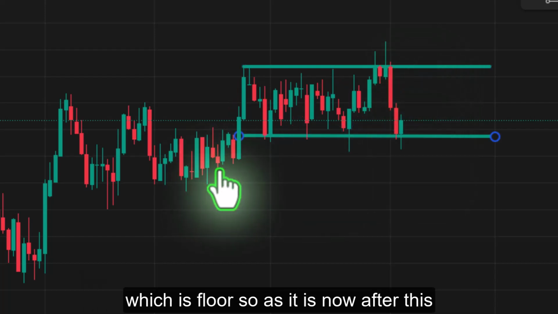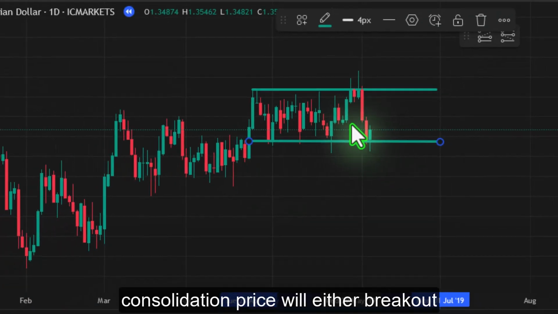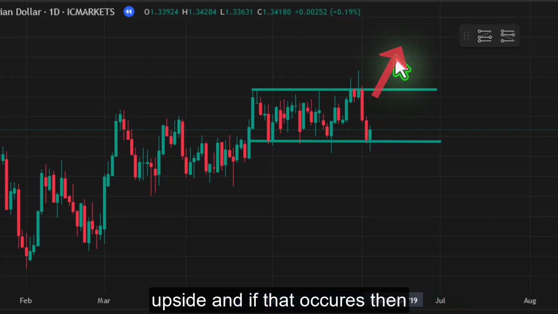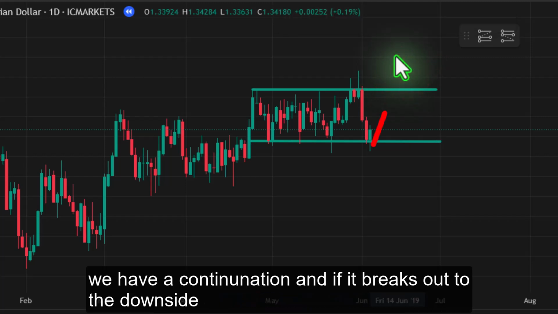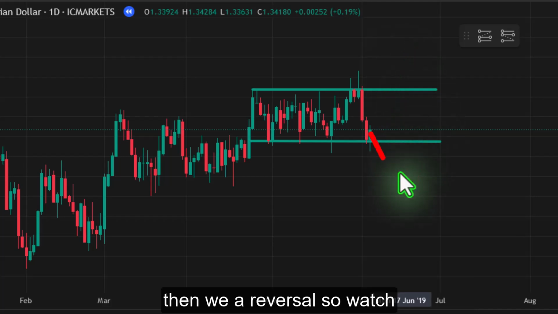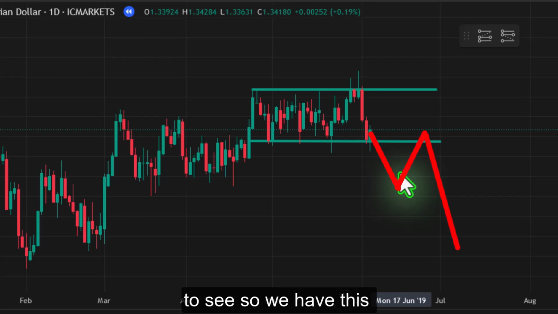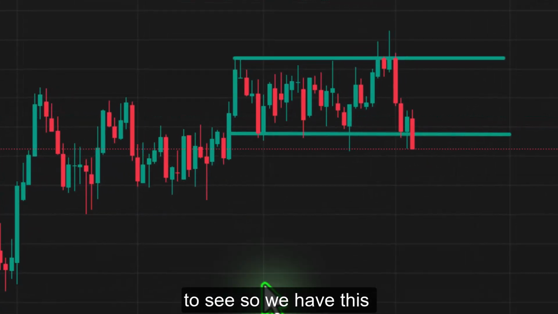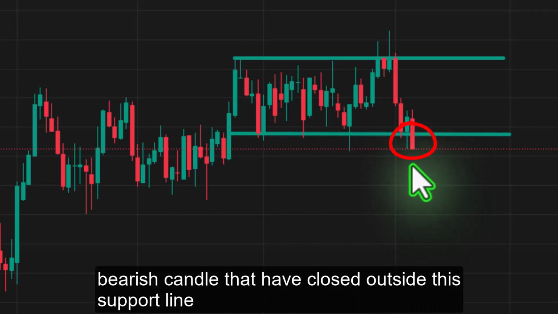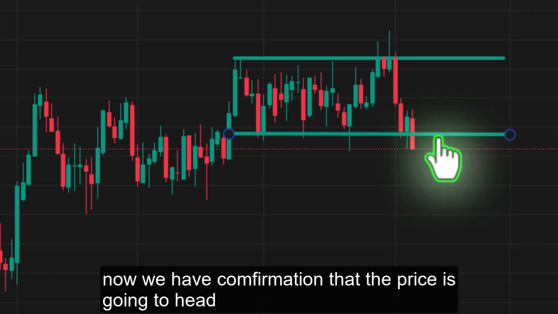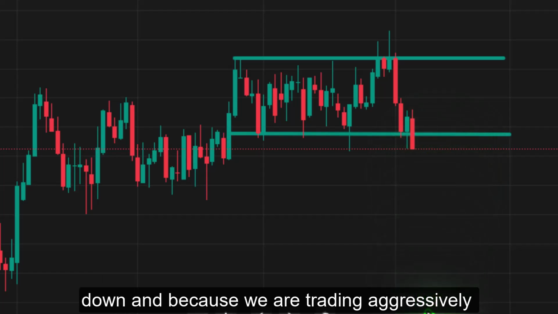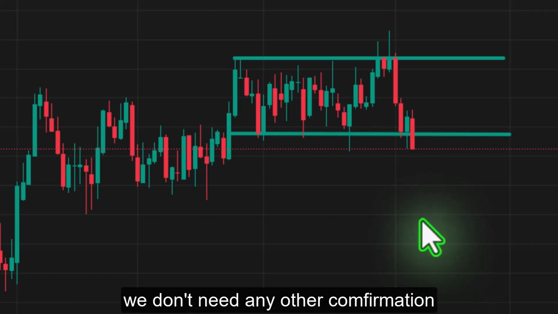As it is now, after this consolidation, price will either break out to the upside, and if that occurs, then we have a continuation. And if it breaks out to the downside, then we have a reversal. So watch to see. We have this bearish candle that has closed outside the support line. So now we have a confirmation that the price is going to head down. And because we are trading aggressively, we don't need any other confirmation.